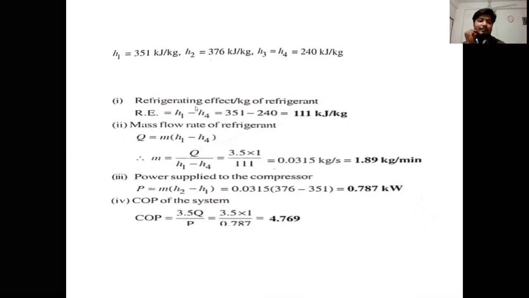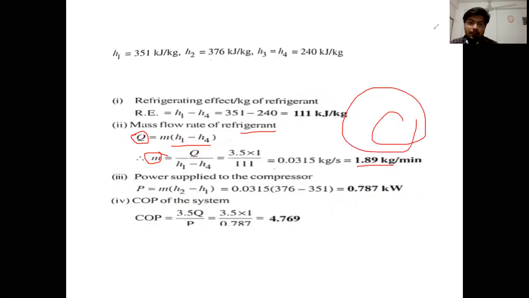Now calculate the refrigeration effect per kg of refrigerant. That is RE equals H1 minus H4, 351 minus 240, which is 111 kilojoule per kg. Next, the mass flow rate of refrigerant. Q equals m times (H1 minus H4). We know the capacity of the plant, that is 1 TR. For 1 TR, we calculate the mass of refrigerant, that is 1.89 kg per minute. That means in the cycle, approximately 1.89 kg per minute of refrigerant flows.